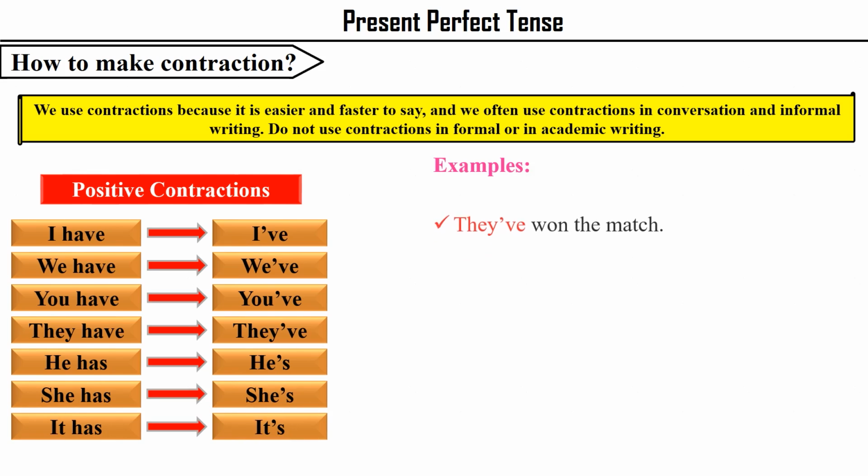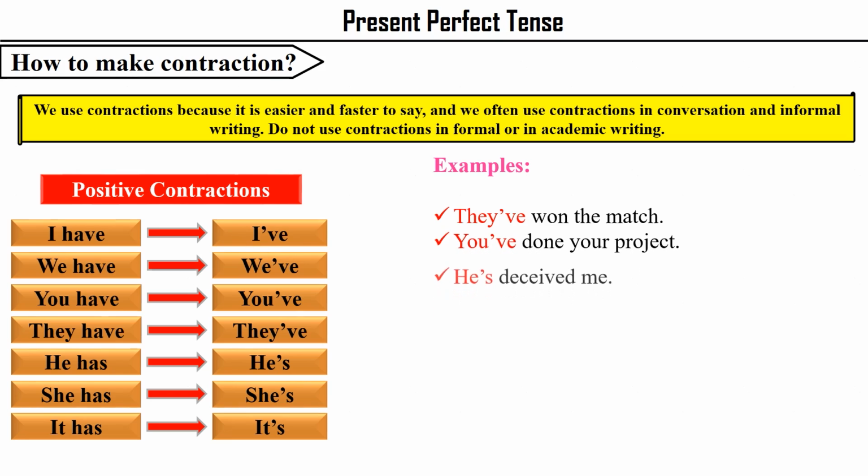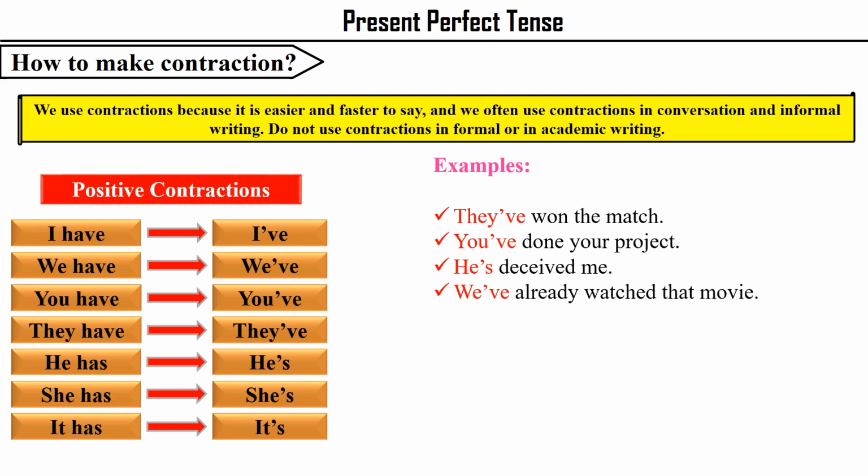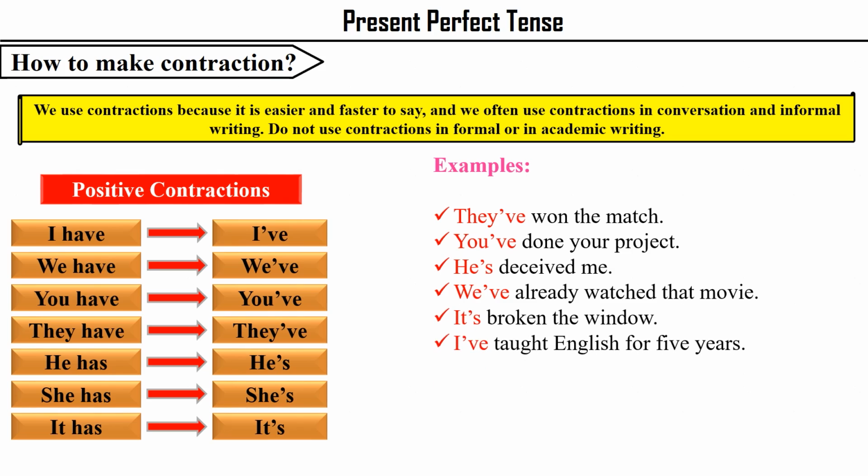For example, they've won the match. You've done your project. He's deceived me. We've already watched that movie. It's broken the window. I've taught English for 5 years.